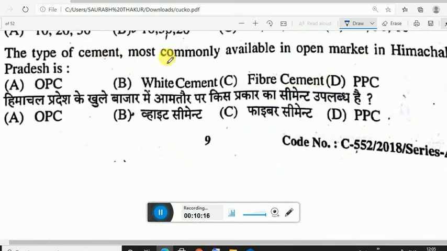The type of cement most commonly available in open market in Himachal Pradesh, that would be PPC.